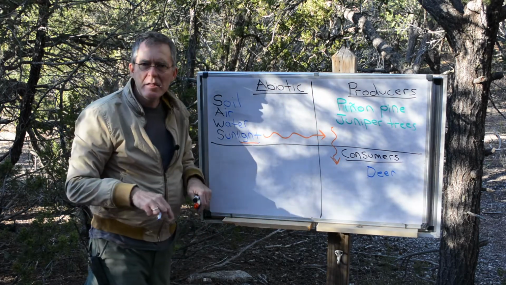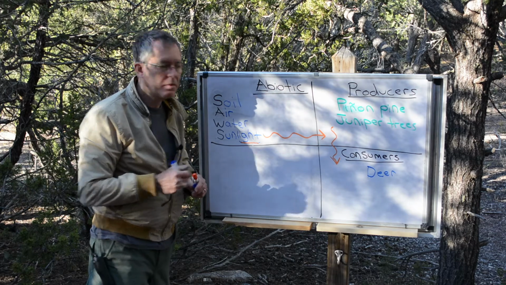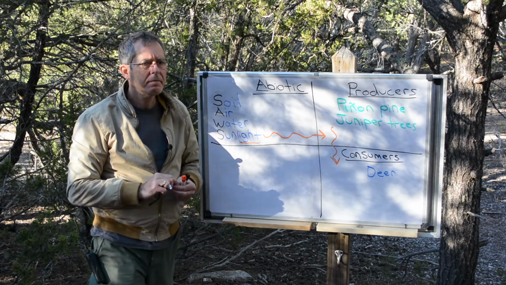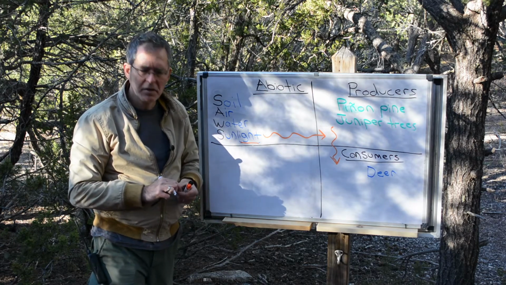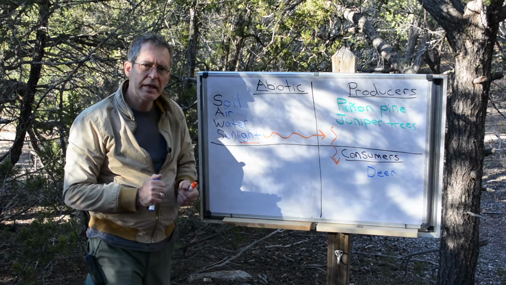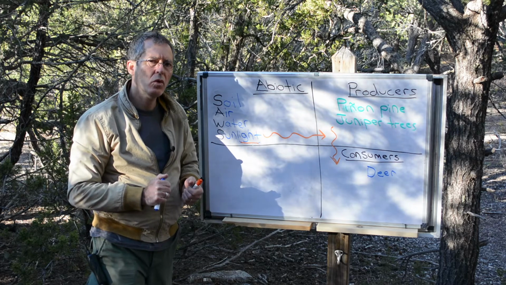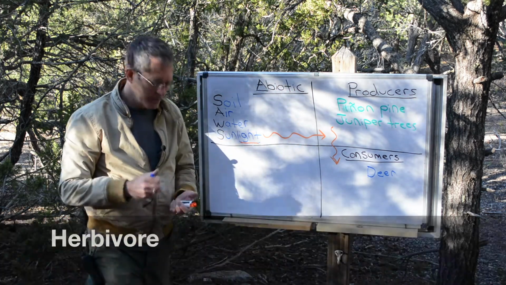Now again, I didn't see the deer, but I saw their evidence, their tracks and their scat. That's why I can write it down. And what do deer eat? Yeah, they just eat plants, leaves, maybe grass, things like that. What do you call that kind of animal that just eats plants? Herbivore, that's right. So deer are herbivores.